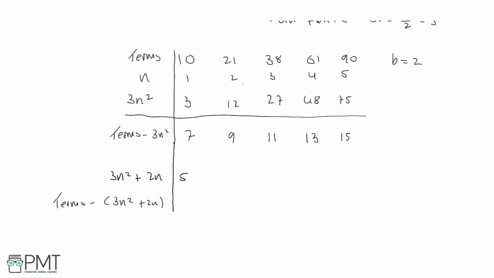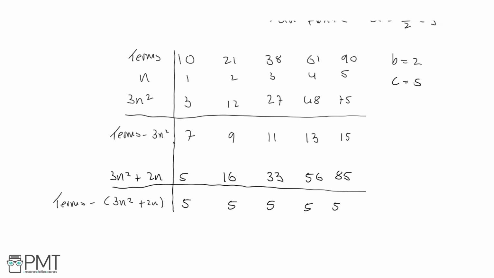Then with n equals 2, it's going to be 12 plus 4, which is 16. Then we have 27 plus 6, which is 33. We have 48 plus 8, which is 56. And then we have 75 plus 10, which is 85. Now we are looking at our term minus 3n squared plus 2n. So this is going to be 5. 21 minus 16 is 5. 38 minus 33 is 5. 61 minus 56 is 5. And 90 minus 85 is 5. So that means that c equals 5.